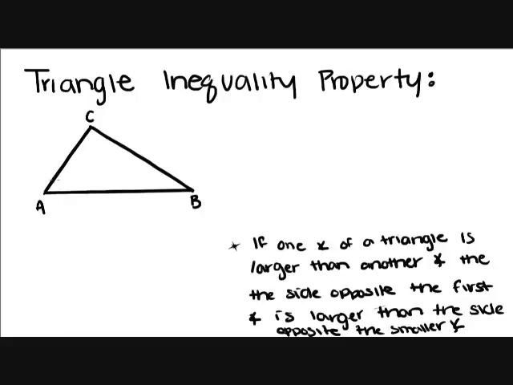So if you know that this angle A is greater than angle B, then the side opposite angle A, which is CB, is going to be greater than the side opposite B, which is CA. Whereas the other one, we knew this, and then we could figure out that.